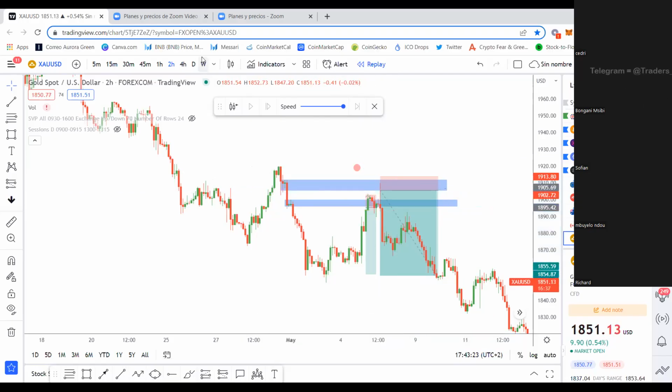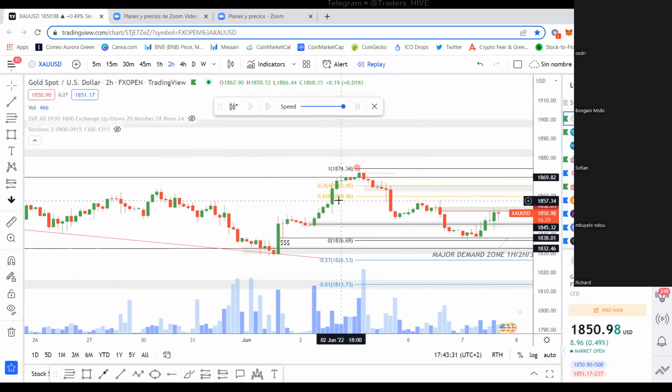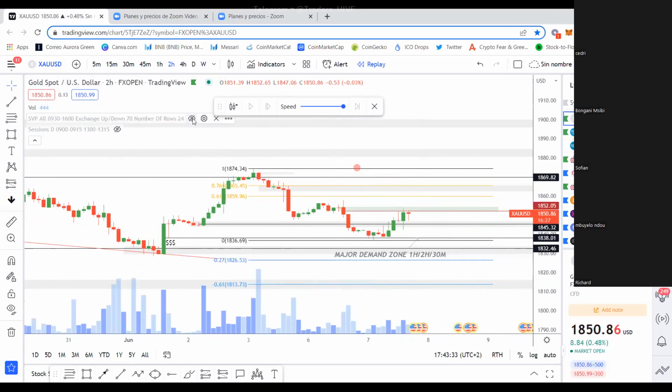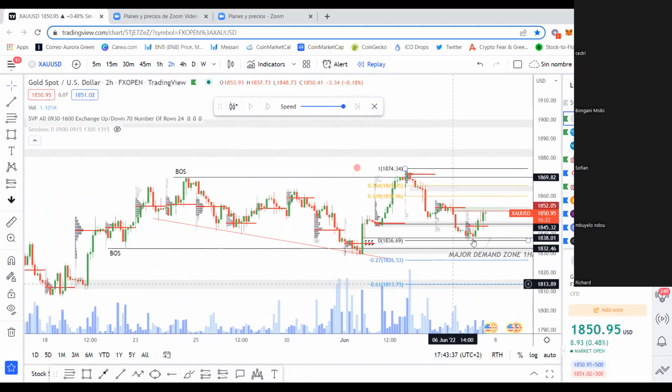Another good confluence is the POC, which is the volume profile indicator I showed you a few minutes ago. Where is this? It's the indicator I showed you some minutes ago. Then let's look at the next part of this class.